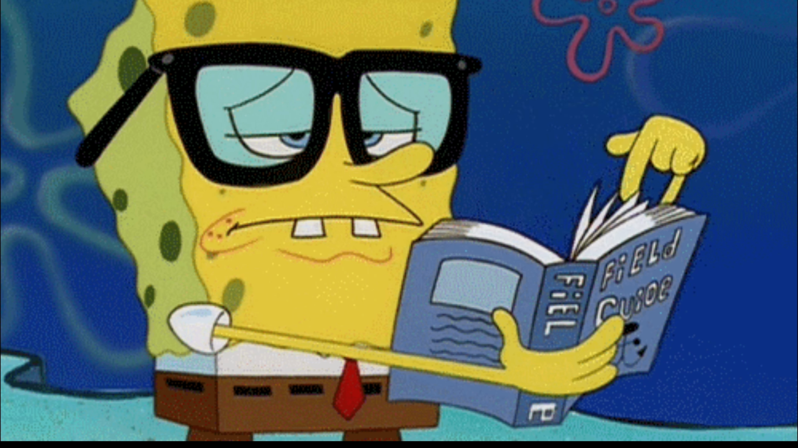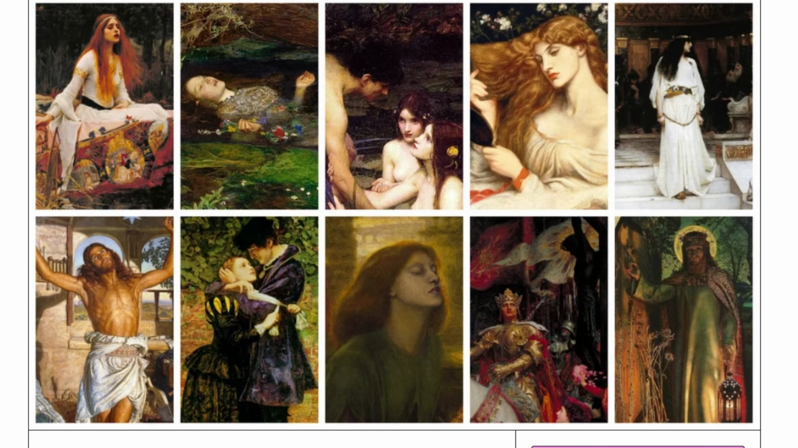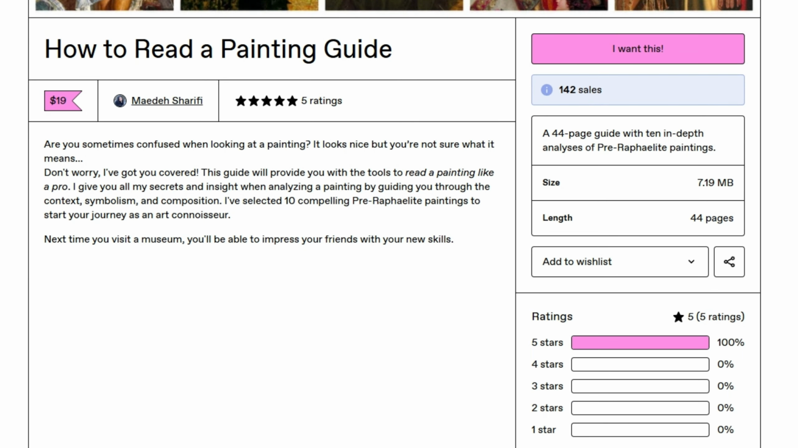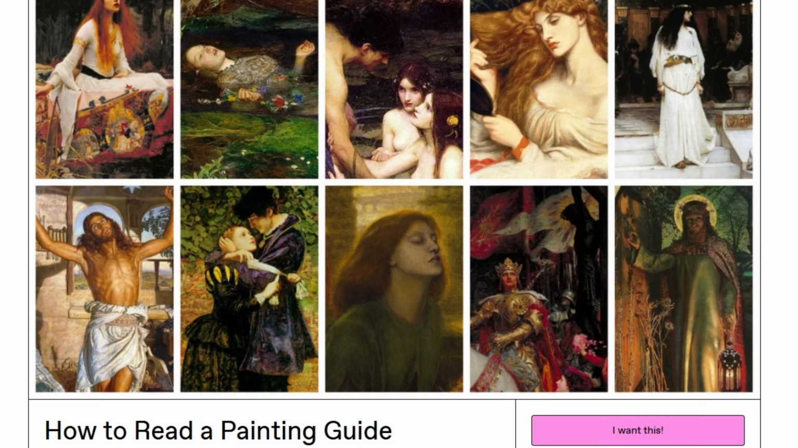So naturally, I was curious what her guide would be like. The guide is sold on Gumroad. It's not a full course. There are no videos or lectures, just a PDF that explains how to approach a painting and how to look for meaning inside it. So the real question is, what exactly does the guide teach?